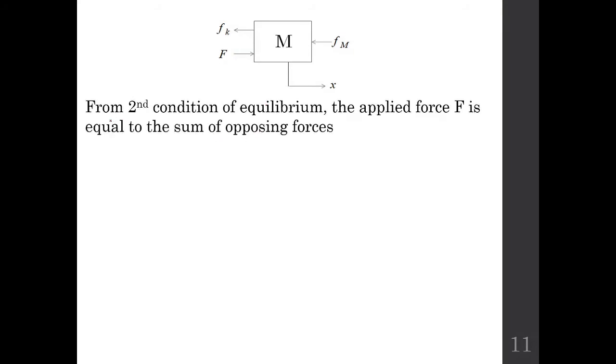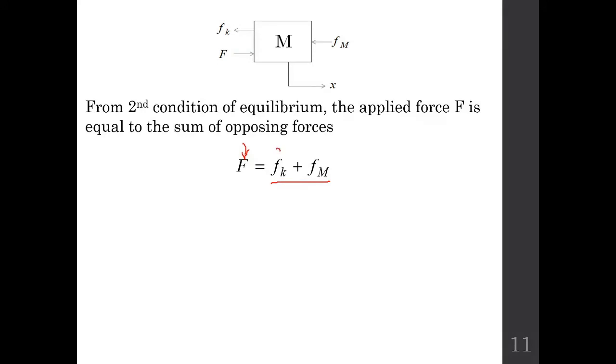Next, we know that from the second condition of equilibrium, we can say the applied force is equal to the sum of opposing forces. So if we use this statement, we can write F is equal to F of k plus F of m. So this is the applied force and these two are the opposing forces. So they'll be equal to each other, or they'll cancel out each other. Or in another way, we can say that the net force acting on the body is equal to 0.